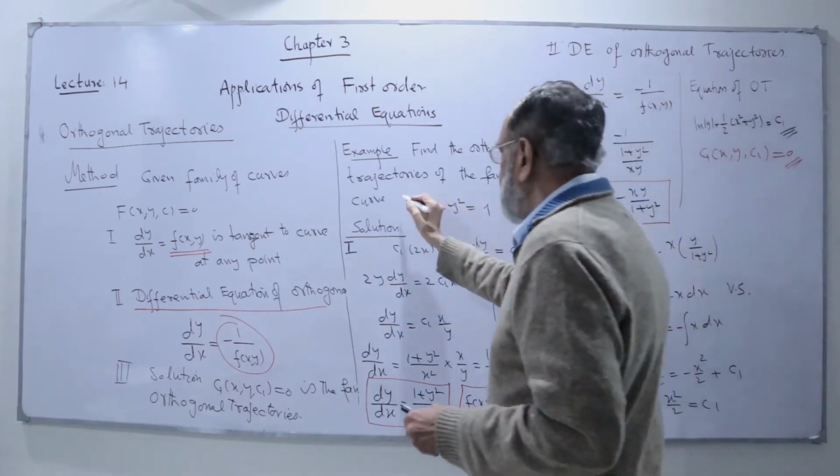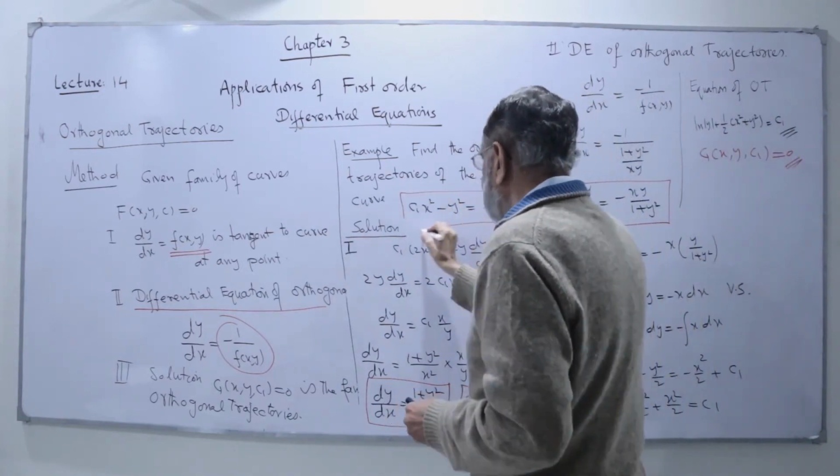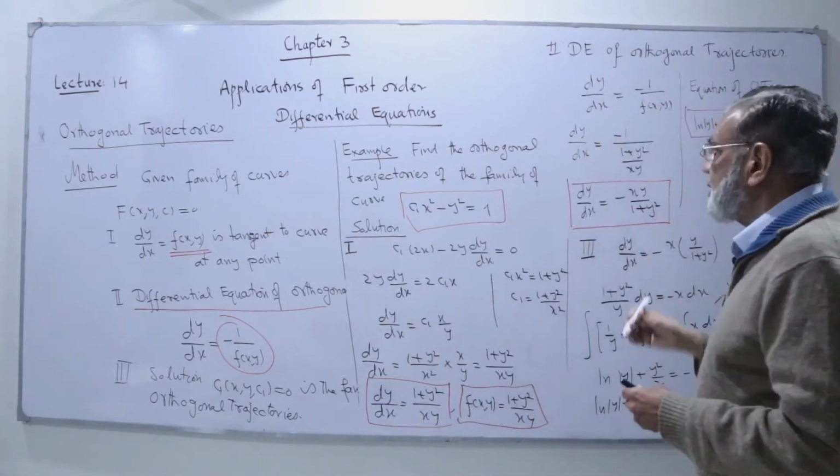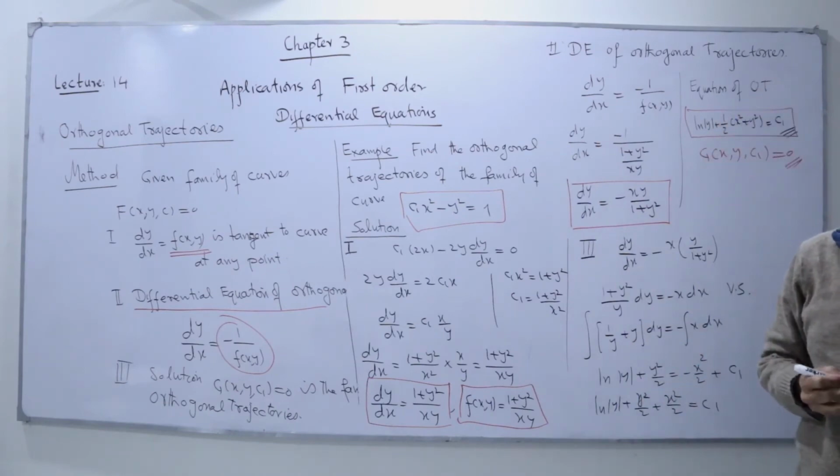So these two families of curves, this one and this one, when we plot them, they are going to intersect orthogonally. Their tangents are orthogonal to each other.